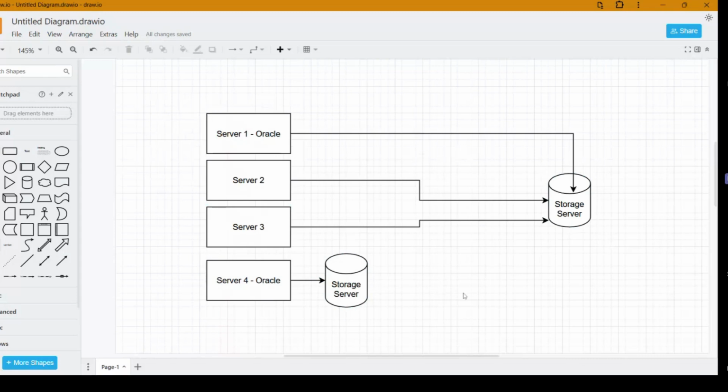Any confusion? Any questions? No. No questions as of now.